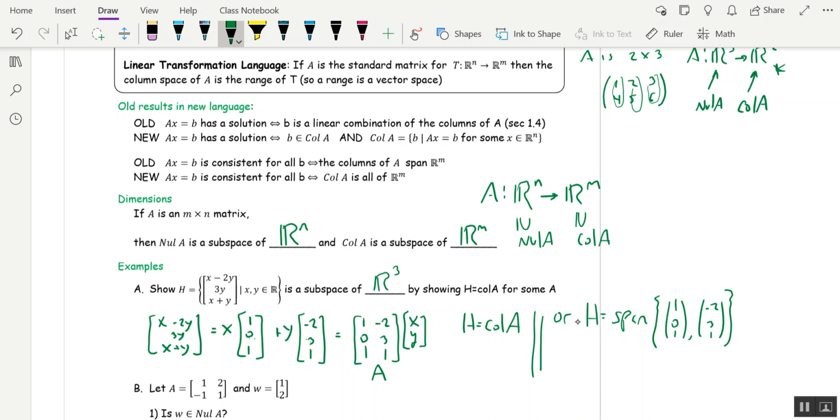Both of those methods show that H is a subspace of R3. You can show it's the column space for a matrix, or you can show it's the span of a set of vectors. I did it the first way because I wanted to demonstrate col A.